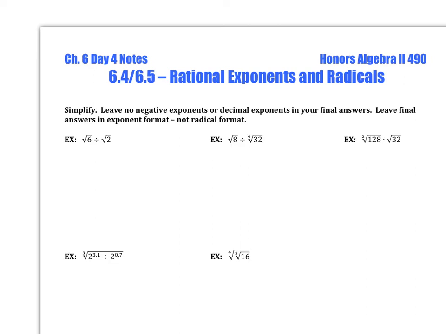Welcome to Day 4, 6.4, 6.5, Rational Exponents and Radicals. So today we're going to simplify some radicals, and we're going to essentially switch to exponential form. We're going to simplify these 5 examples here. We're going to leave no negative exponents or decimal exponents in our final answers, and we're going to leave final answers in exponential form, not radical form.